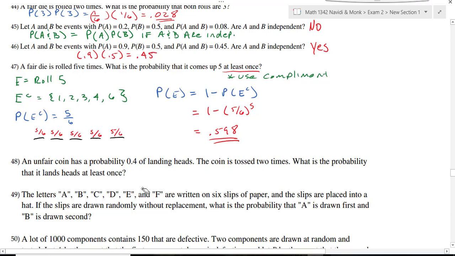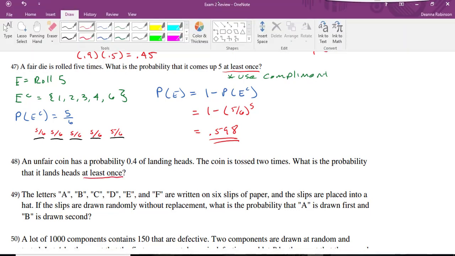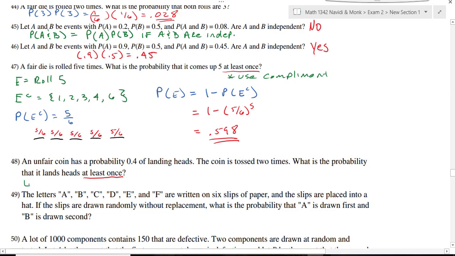On 48, we're told an unfair coin has a probability of 0.4 of landing on heads. The coin is tossed 2 times. What is the probability that it lands on heads at least once? Because of the words at least once, I want to look at the complement of the event. My event is it lands on heads at least once. Actually, I could list the elements of my event. At least one head could be a head and a tail and a head, or a head and a head.